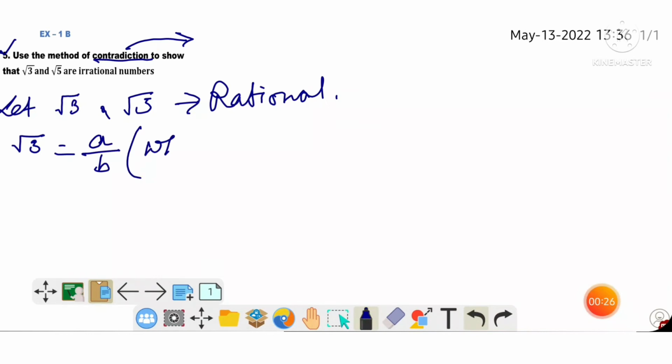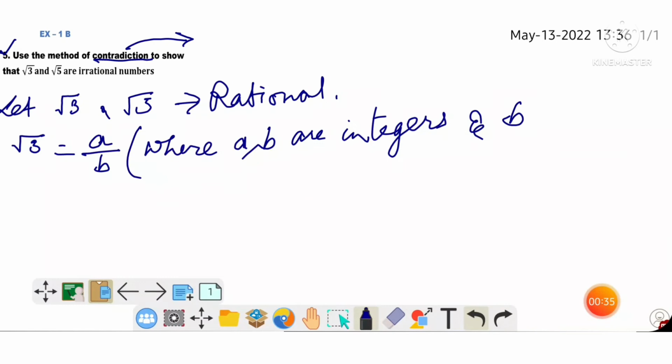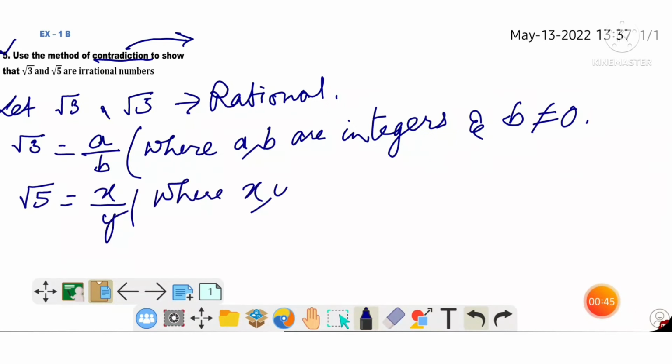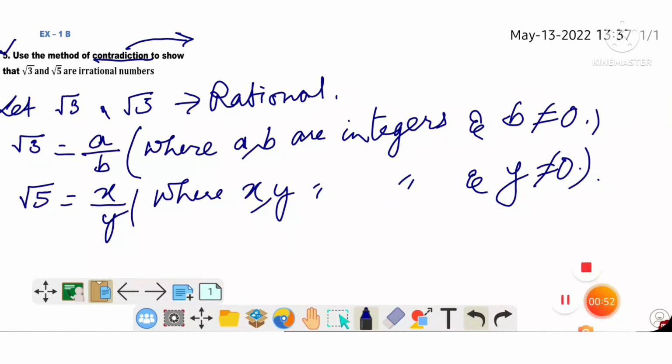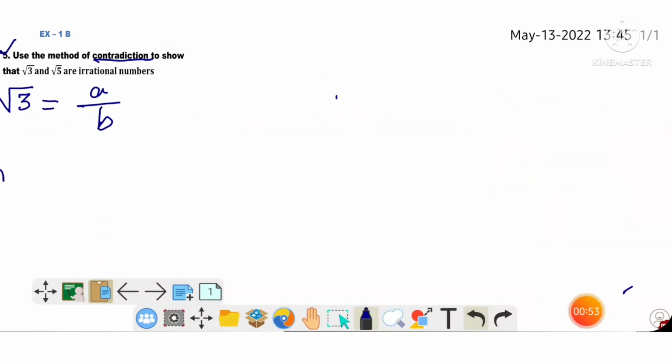So root 3 may be written as a by b because it is rational, where a and b are integers and b is not equal to 0. In the same way, root 5 can also be written in the form of x by y, where x and y may be any integers and y is not equal to 0. So here we got root 3 equals a by b.